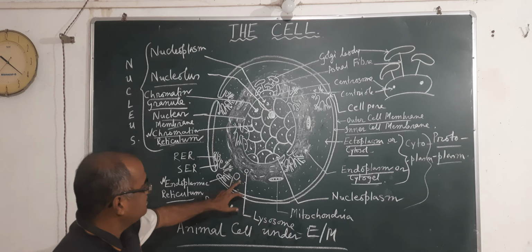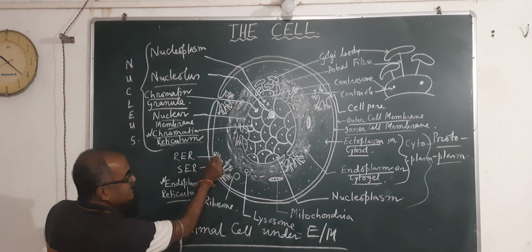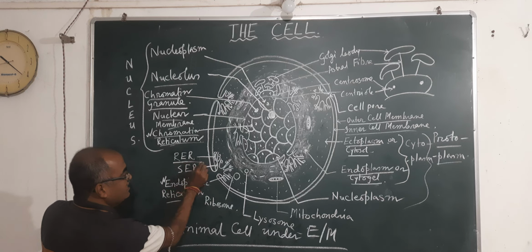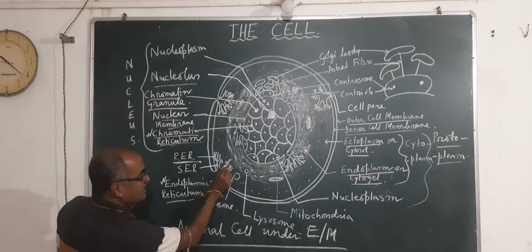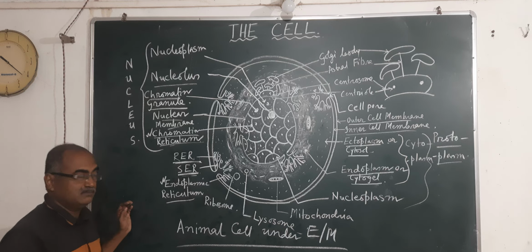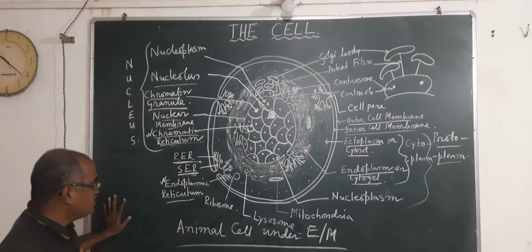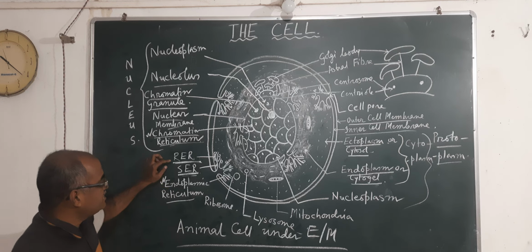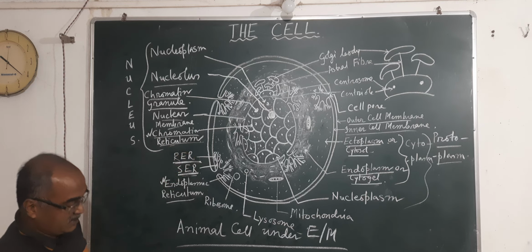Next, lysosome. These are the ribosomes. Whenever ribosomes are present, it is rough, and it is called rough endoplasmic reticulum. The places where ribosomes are absent are called smooth endoplasmic reticulum. So SER and RER are written in your book: endoplasmic reticulum, rough endoplasmic reticulum and smooth endoplasmic reticulum.